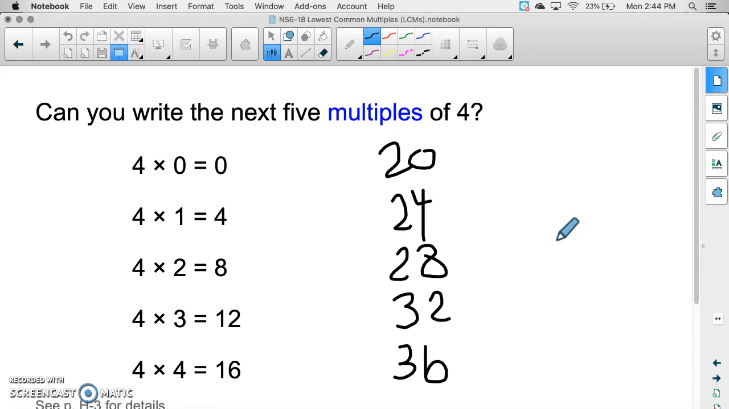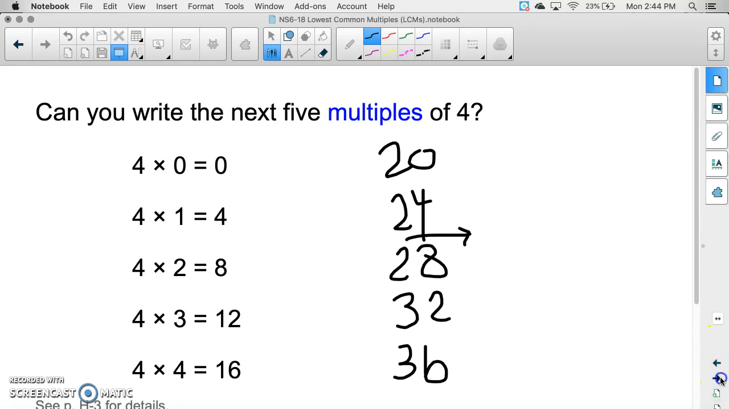No, 26 is not a multiple of 4, and we know that because it's not in the list that we just skip counted by. 26 falls right here between 24 and 28. Therefore, we can't multiply 4 by a whole number to get 26.